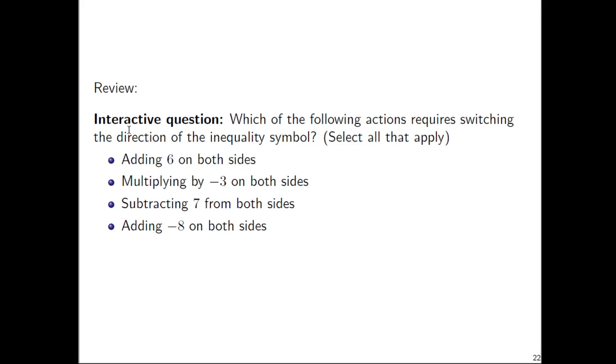Okay, to review, let's take a look at this interactive question. Which of the following actions requires switching the direction of the inequality symbol? Select all that apply. Is it adding 6 on both sides, multiplying by -3 on both sides, subtracting 7 from both sides, or adding -8 on both sides?